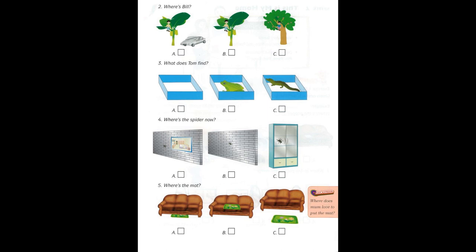Question 5. Where's the mat? This is a nice mat. Which one? The green mat. Yes, it's my mother's. She likes to put it in front of the sofa. That is the end of exercise 1.